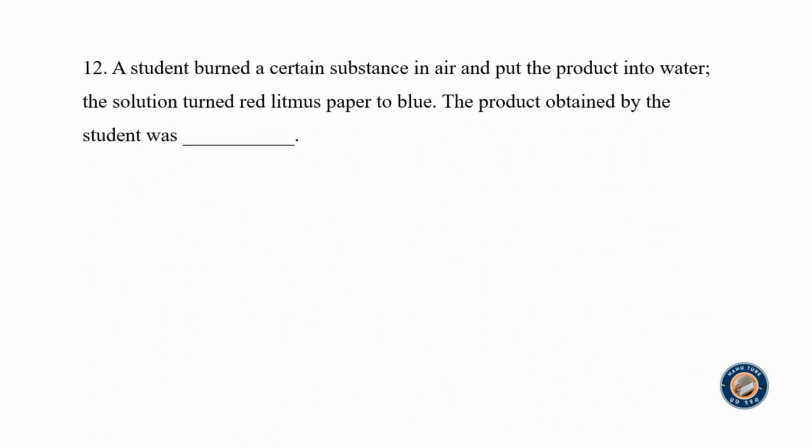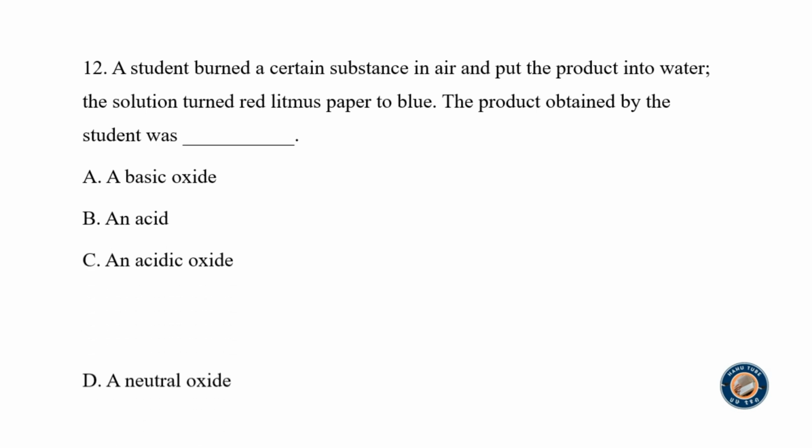Question number 12. A student burned a certain substance in air and put the product into water. The solution turned red litmus paper to blue. The product obtained by the student was dash. A, a basic oxide. B, an acid. C, an acidic oxide. D, a neutral oxide.